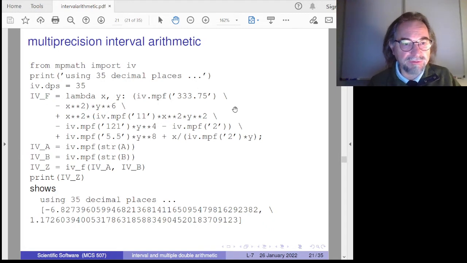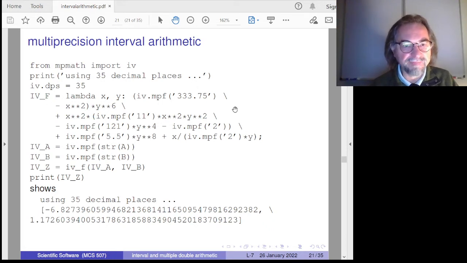But here you see, if you do interval arithmetic, at 35 decimal places you're still wrong. But the point is, you know that you are wrong. So I have done this multi-precision arithmetic with the definition of the expression where everything is evaluated with 35 decimal places. And I did the correct string representation with the instantiation with strings.